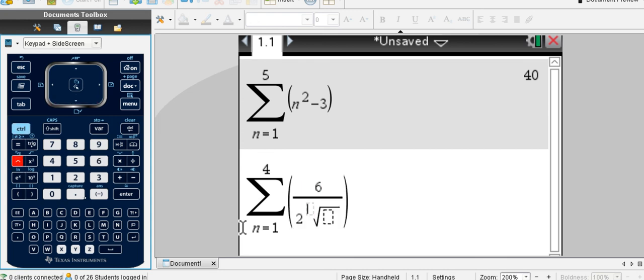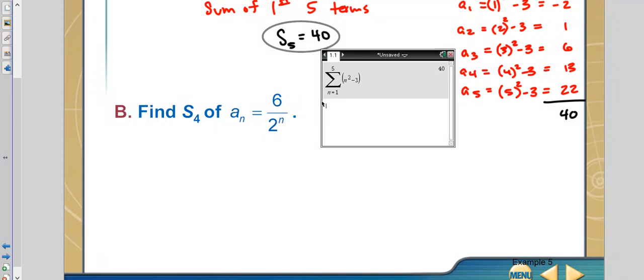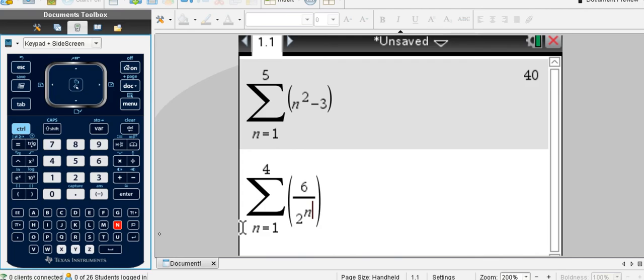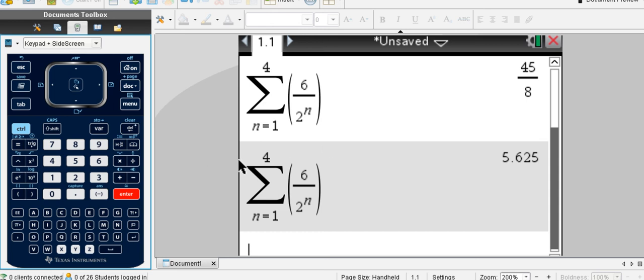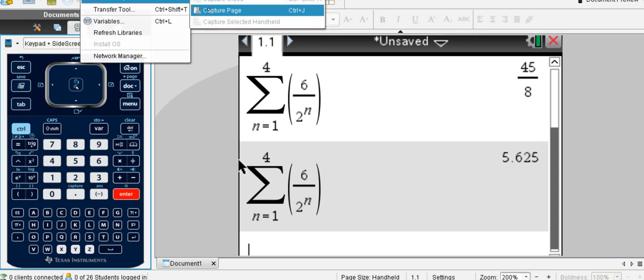Before I hit enter, I want to check this one more time. Oops, that's not what I wanted to do. 2 to the power of n. I'm going to make sure one more time that that's the equation. Yeah, 2 to the power of n. So when I press enter, we see that this time the answer is 45 over 8. If you press Control Enter, you can get that as a decimal if we so needed it in that form.